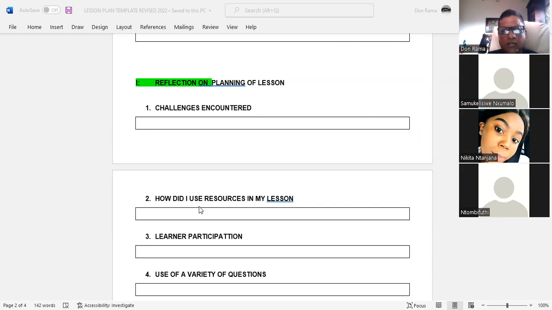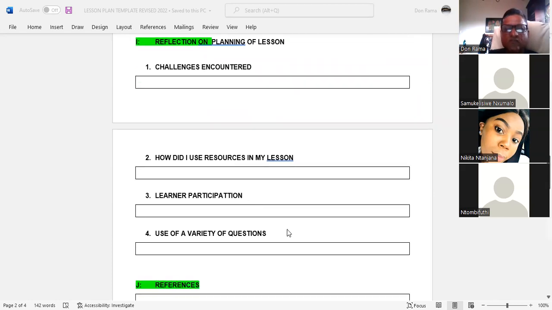Learner participation. In your lesson planning, did you make allowance for learners to participate? How did you make this allowance? Did you ask questions? Did you do an interactive chart? Did you call them out to the front to do some role playing? This is what we mean by learner participation.